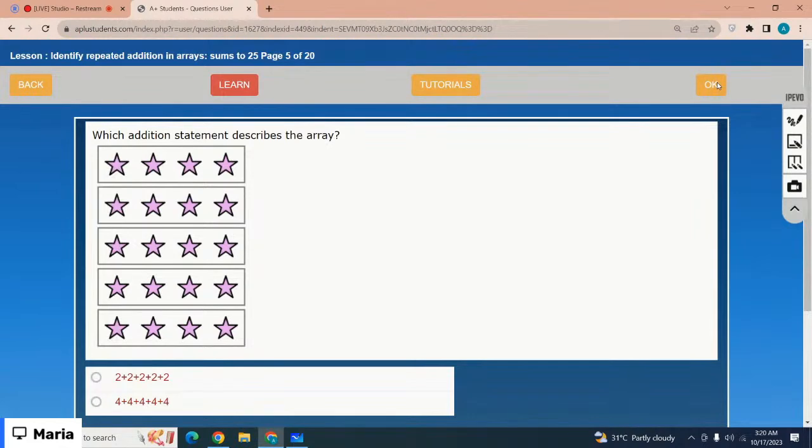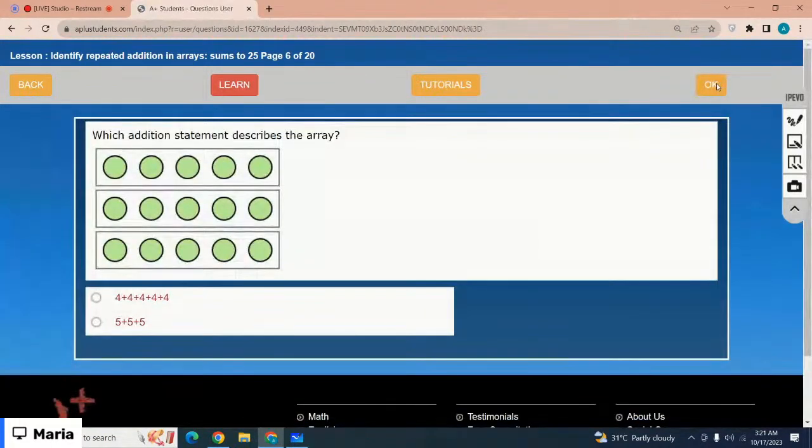Which addition statement describes the array? Which is the correct option? The correct option is, you have 1, 2, 3, 4, 5 rows, and in each row you have 4 stars, right? So that would be, very good, option number 2. You have to add 4 five times. Got it?